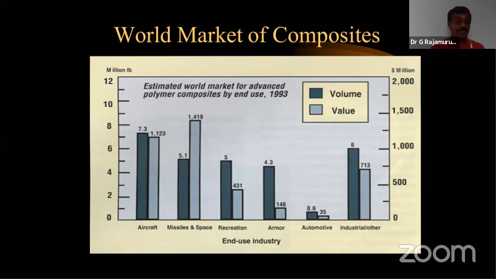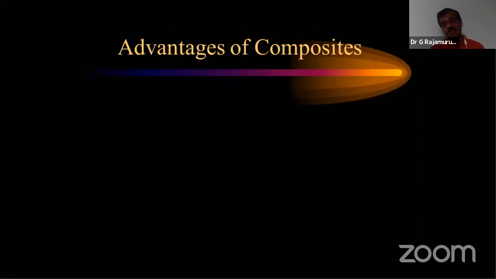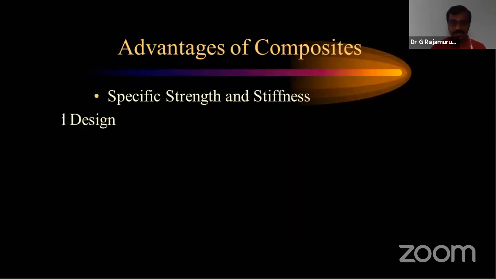But why can't I use this composite material for a nuclear power plant? Still there is some research going on. How can I use this composite material? I'm talking about the metal matrix composite. How can I use this metal matrix composite in the field of nuclear power plants? In recent days there is more research going on this point.